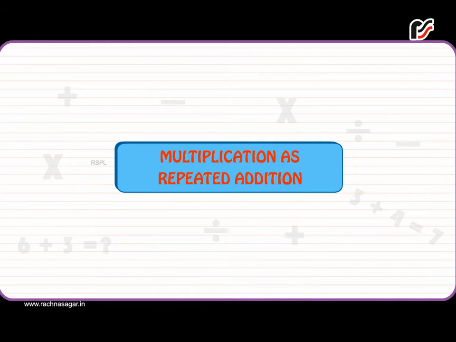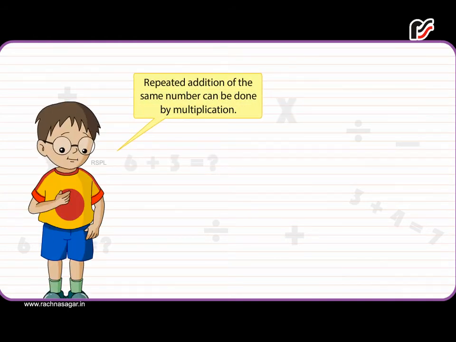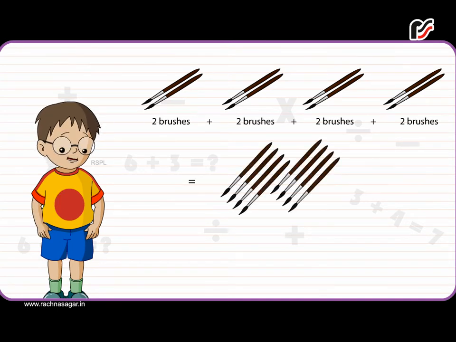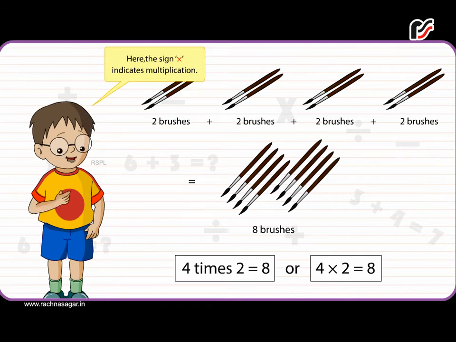Multiplication as repeated addition. Repeated addition of the same number can be done by multiplication. For example, 2 brushes plus 2 brushes plus 2 brushes plus 2 brushes is equal to 8 brushes. It can be written as 4 times 2 is equal to 8 or 4 into 2 is equal to 8. Here, the sign X indicates multiplication.